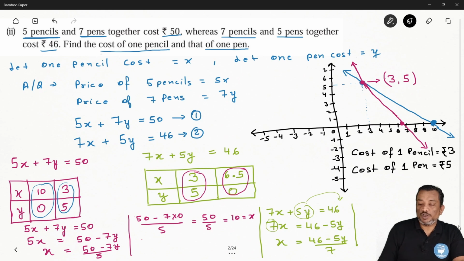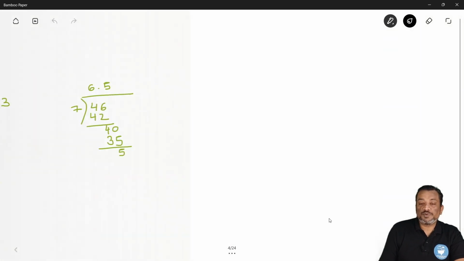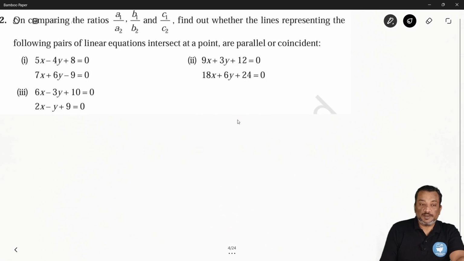Okay, now coming to the next question we have. So now the next question we will talk about. Here it is saying, on comparing the ratio, यहाँ पे बोला है comparing ratio A1 over A2, B1 over B2, C1 over C2. Find out whether the lines representing the following pair of linear equations intersect at a point, parallel और कोइंसिडेंट.